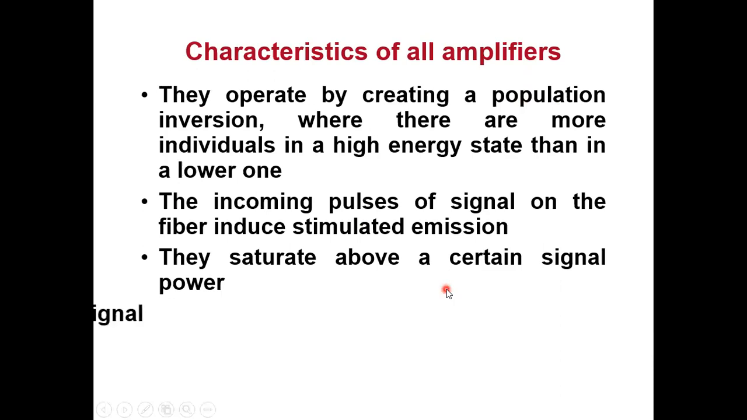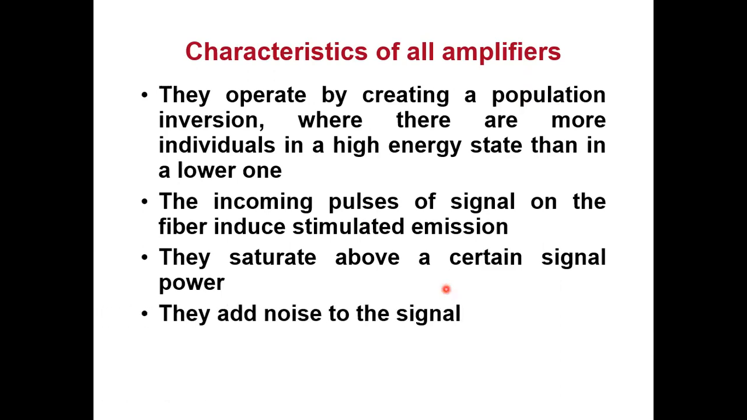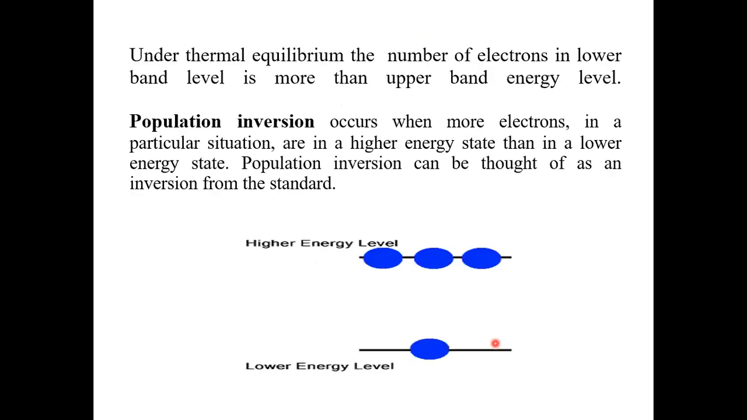Now let us understand what is population inversion. But first, the fourth characteristic of an amplifier is that they add noise. Remember in that block diagram, whenever we had an amplifier, we mentioned that the amplifier output signal was a noisy signal. So amplifiers add noise. Whichever amplifier you select, that amplifier will add noise. So these are the four regular characteristics of an optical amplifier. इसके अलावा based on the type of optical amplifier, they have their own characteristics.